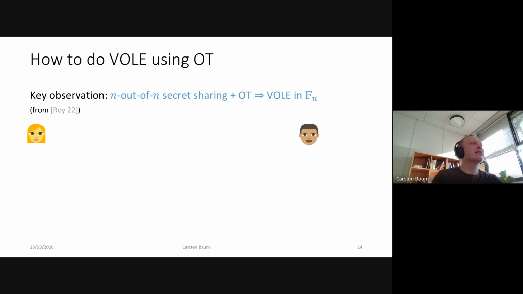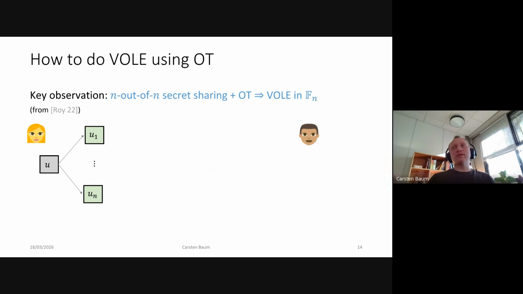If you have ever heard of something called oblivious transfer, there's actually a nice way of getting VOLE correlations due to Lance Roy, paper from Crypto 2022, where he observed, well, if I have secret sharing, I can build VOLEs over the same field of size n. And it works as follows.